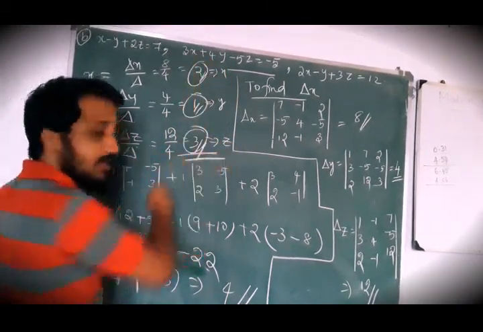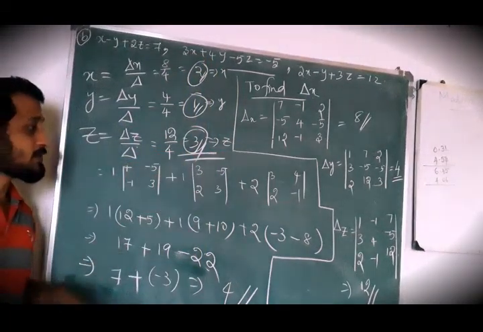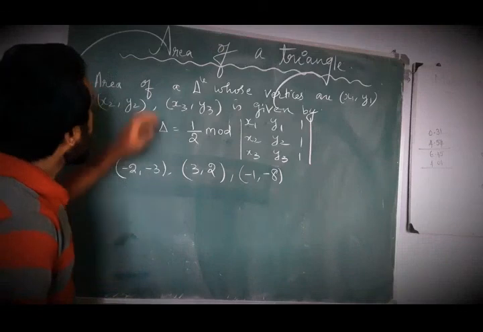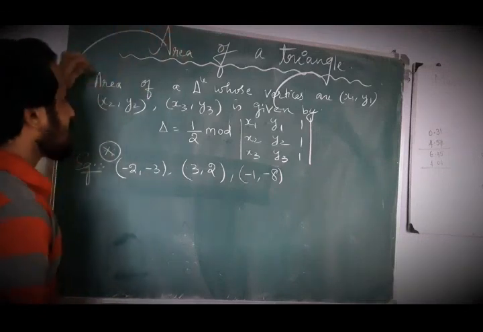Is it clear? Is it clear to everyone? Just to go through this. Is it clear? Next concept, area of the triangle.